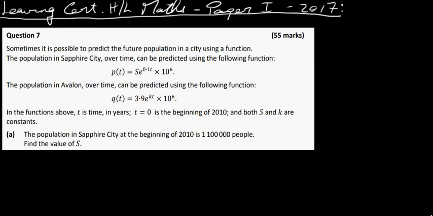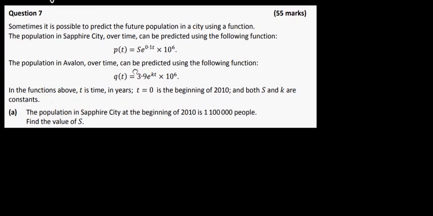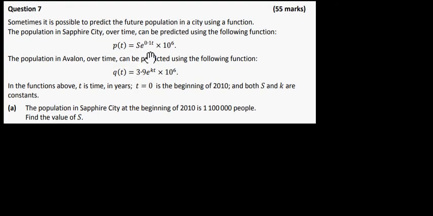So in this video I'm going to have a look at the Leaving Cert Higher Level Maths Paper 1 for 2017, and I'm going to have a look at question 7. So here we have two formulas, and they're to do with populations of two cities.